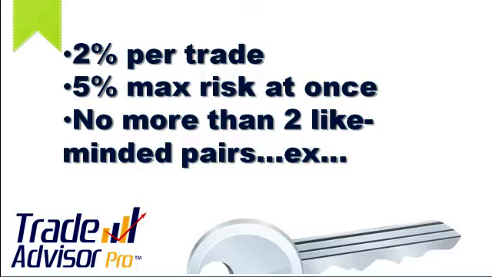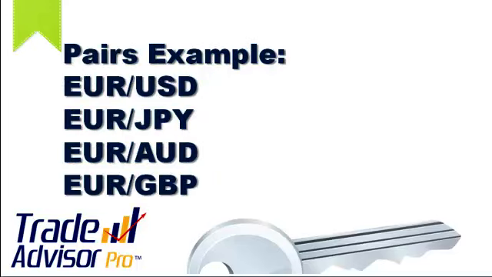So, and also, here's a big key. This is what I'll talk about when I talked about how I had lost 10 trades in a row. So this is how I added this to my game plan. No more than 2 like-minded pairs. Now let me show you this example. So in this example, I'm showing 4 currency pairs: the euro dollar, the euro yen, the euro Aussie, and the euro pound. Now, these are all like-minded in the fact that they all have the euro in them.